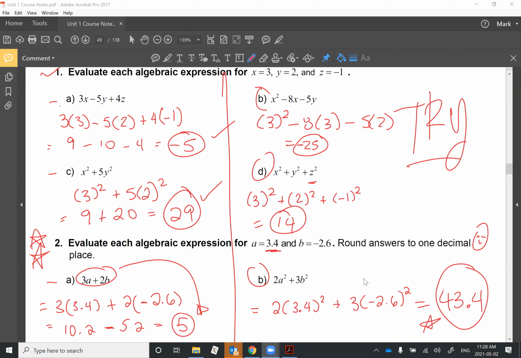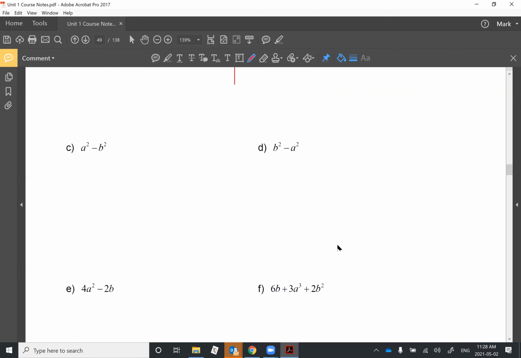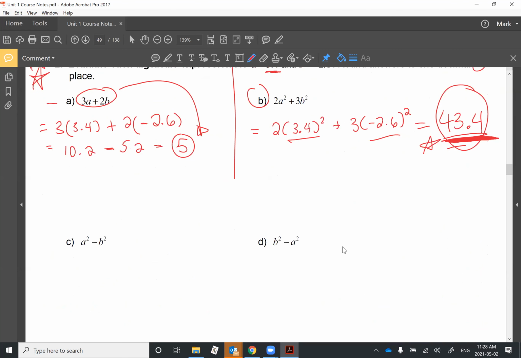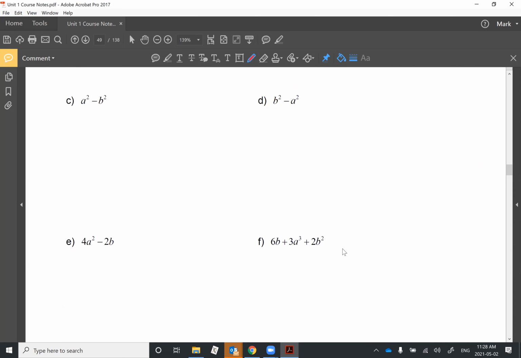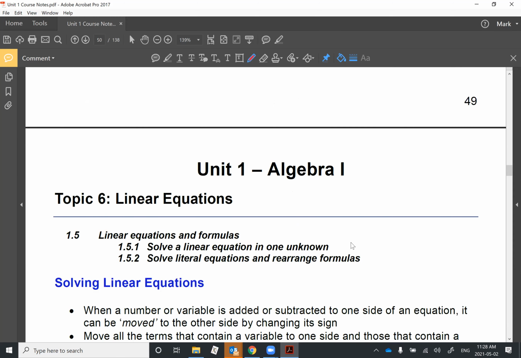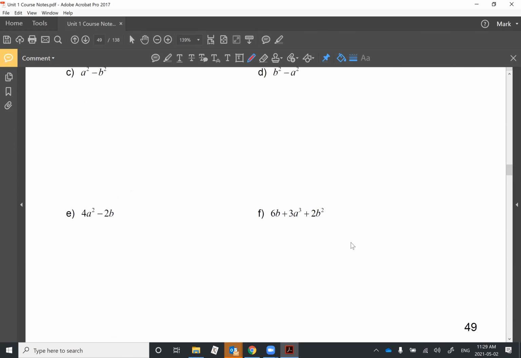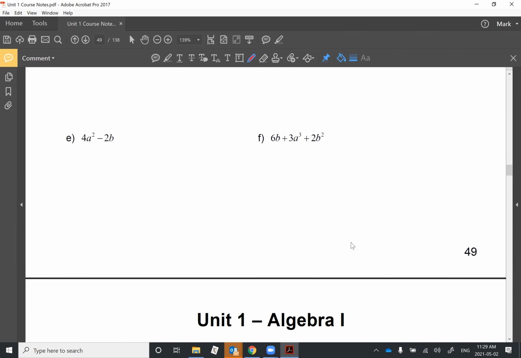So again, one thing I'll mention, if you're not getting this answer, 43.4, you're not using your brackets correctly. Okay, the British people would call them parentheses. I highly recommend, wink, wink, for practice, you guys try some of these. Right? So, E or F or D, give them a try.